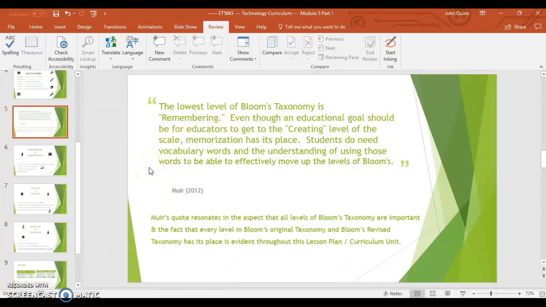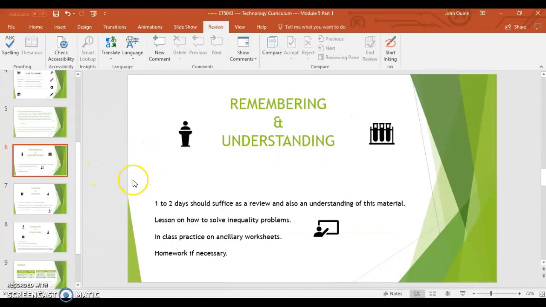So basically, you've got to hit them all. You don't just want to teach at one level. You don't want to teach all the way at the top, because you need to do the basic building blocks in order to get to the top. Okay, next slide. Remembering and understanding. Basically, 1 to 2 days should suffice. This is basically the first two, the remembering and the understanding.